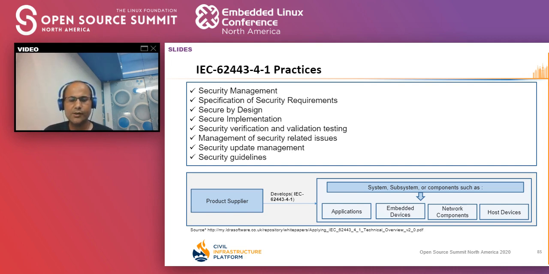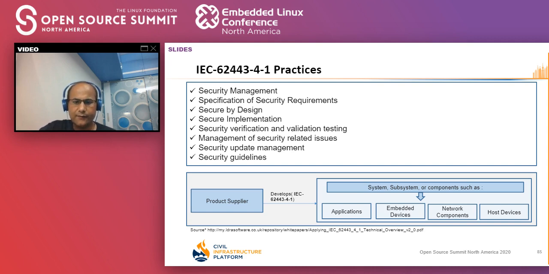And in management of security related issues, the specification expects how issues will be handled, like if any issue is reported by an end customer, what is the channel and how it is made sure that the fix goes in a secure way. Then there are practices of security update management and security guidelines, which again define certain guidelines to be followed. So overall, this 4-1 mainly focuses on secure development.